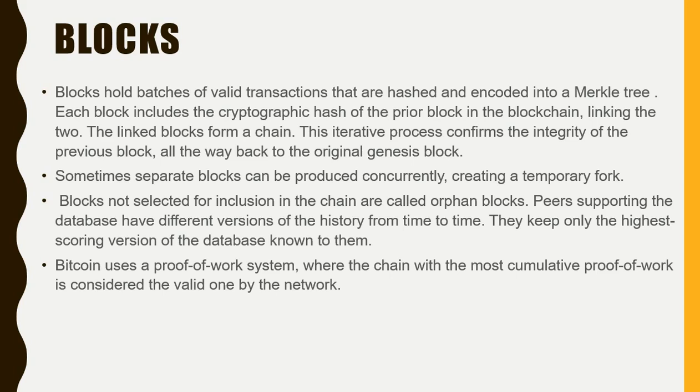Sometimes separate blocks can be produced concurrently, creating a temporary fork. Blocks not selected for inclusion in the chain are called orphan blocks. Peers supporting the database have different versions of the history from time to time. They keep only the highest scoring version of the database known to them. Bitcoin uses a proof of work system where the chain with the most cumulative proof of work is considered the valid one by the network.